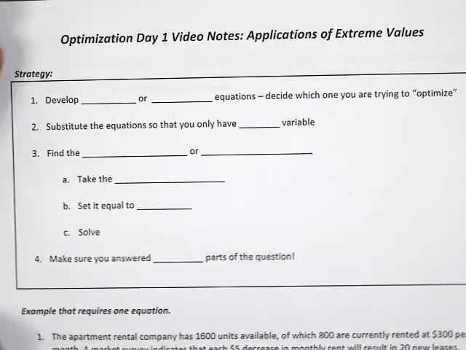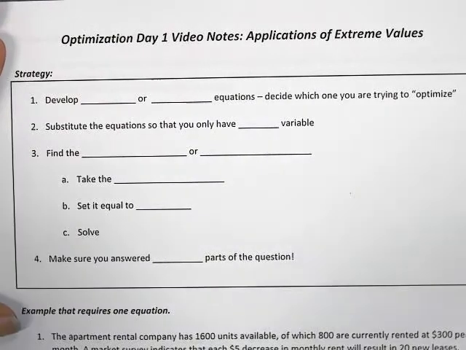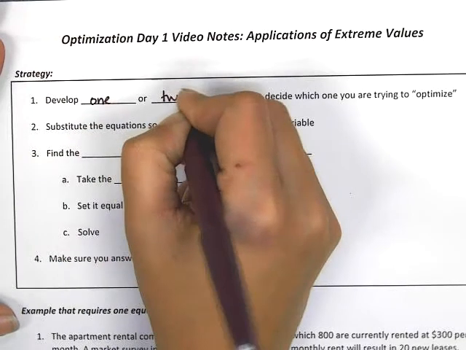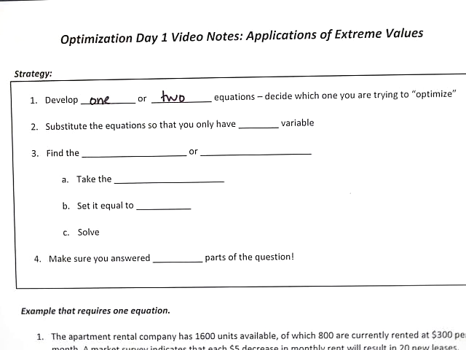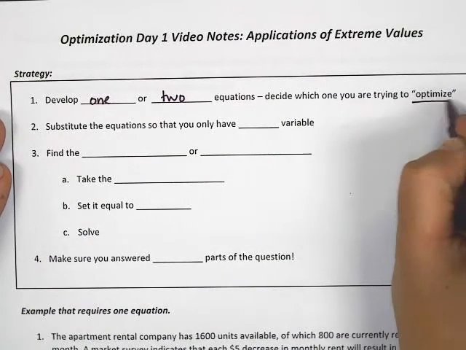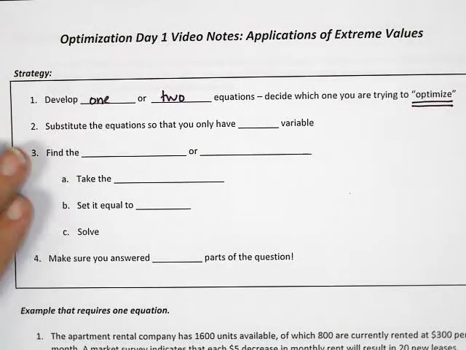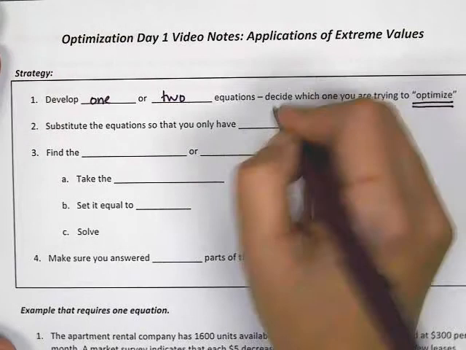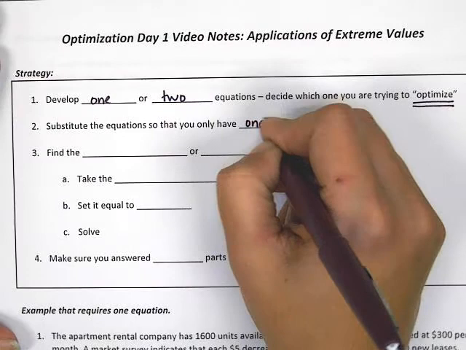So the first thing is to develop one or two equations. And you have to decide which one you are trying to optimize. So it's very important to read the problem carefully. Some of these problems will just have one equation and some will have two. If you do have two equations, it's important to know which one you're trying to find the maximum or minimum of. Then you're going to substitute the equations so that you only have one variable.